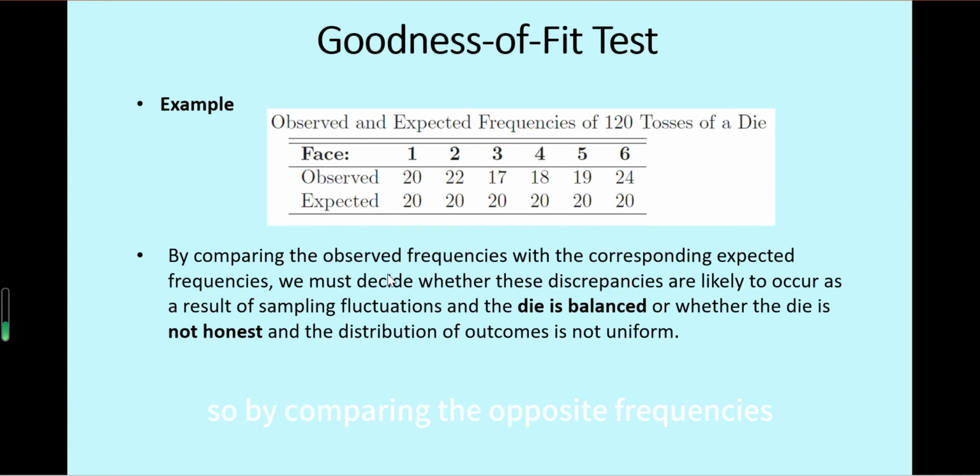By comparing the observed frequencies with the corresponding expected frequencies, we must decide whether these discrepancies are likely to occur as a result of sampling fluctuations and the die is balanced, or whether the die is not honest and the distribution of outcomes is not uniform. This means we get a sample. Of course, the sample will not necessarily be exactly the same as the expected value, right? Each sample will have a random number. But we have to decide from the calculations whether this random number comes from a balanced die or not.